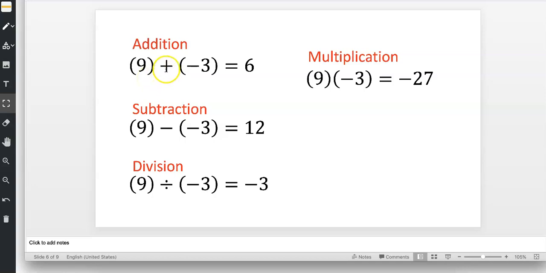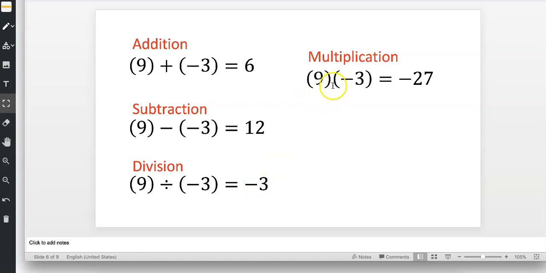Take a look. In this example, there's an operation between the parentheses, an addition sign. So this really means addition. 9 plus a negative 3, you get 6. In this example, there's an operation between the two sets of parentheses. It's subtraction. And 9 minus a negative 3 is the same as 9 plus 3, which gives you 12. This example also shows that parentheses does not always mean multiplication. If there's an operation like division in between, this means division. 9 divided by negative 3. We get a negative 3 because unlike signs yield a negative.